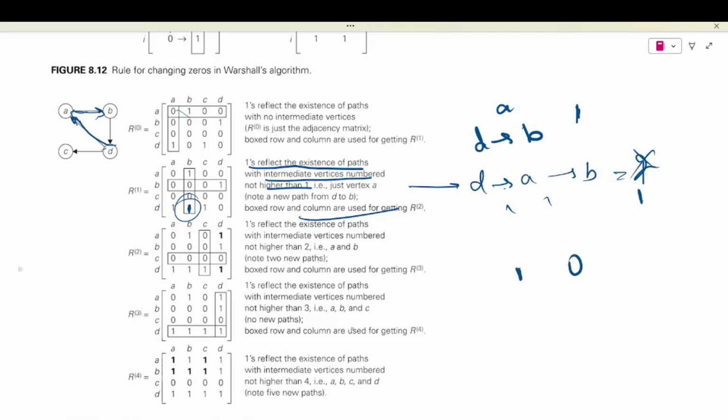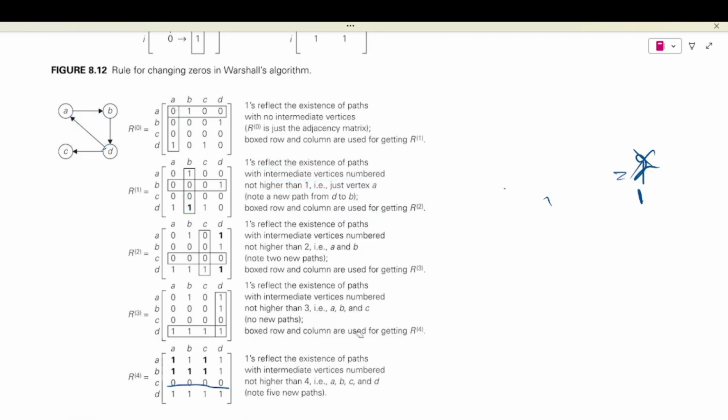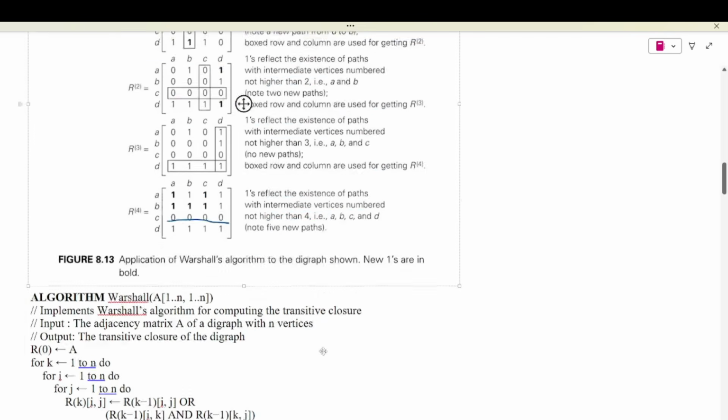All the paths will be existing except C. C will not have any path because it has no outgoing nodes, right? You can see, so there will be no path for C. That is how you will be solving this problem. I hope you got this Warshall's algorithm.